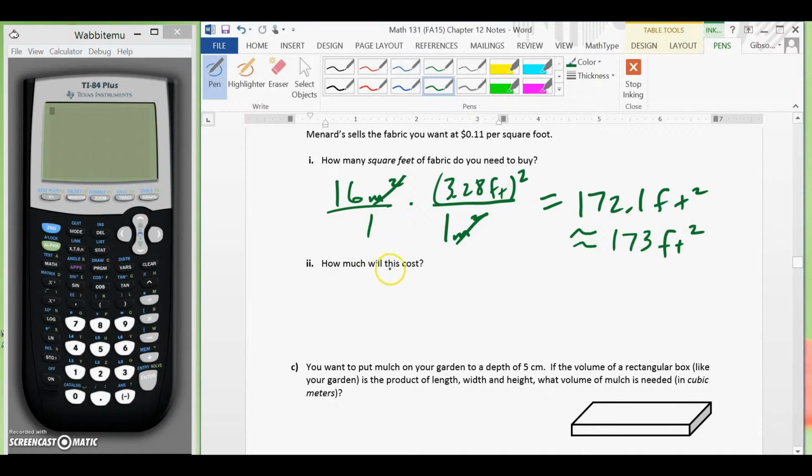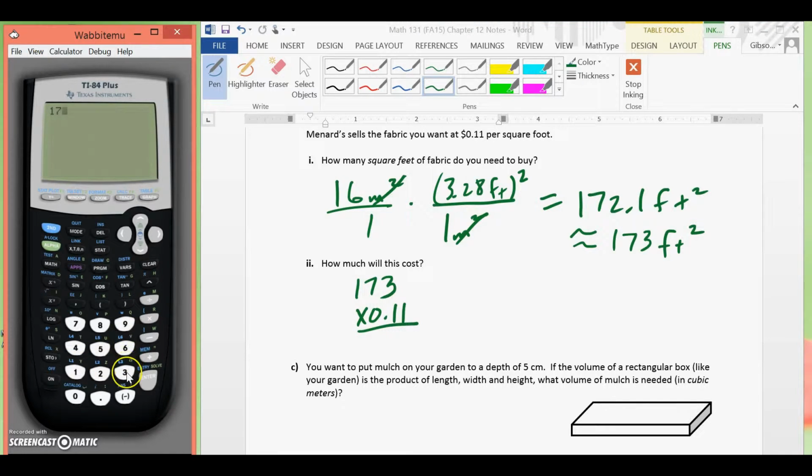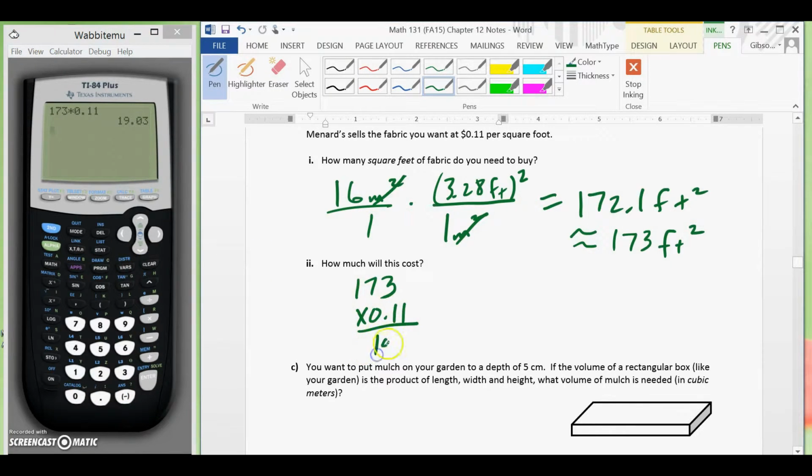Now we want to know how much will this cost? So we'll take 173 times 0.11. We can take that in our calculator. That would give us $19.03. That's how much will be spent.